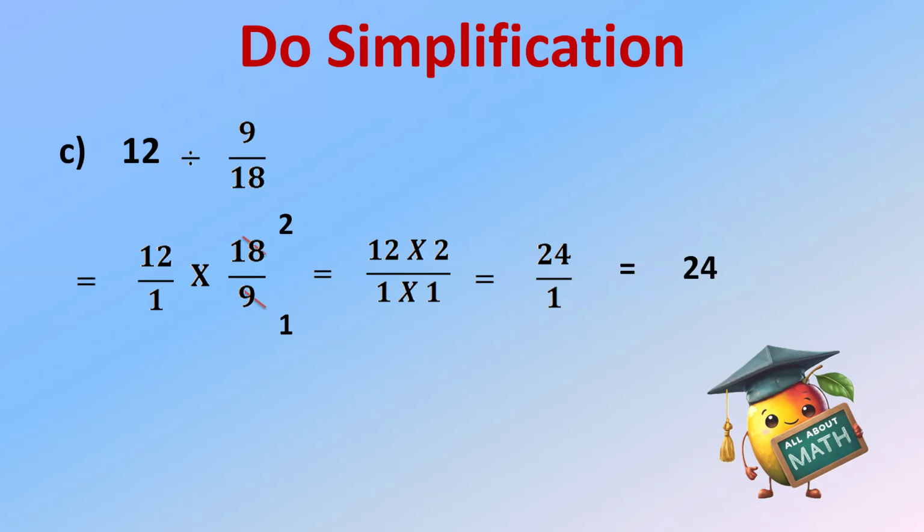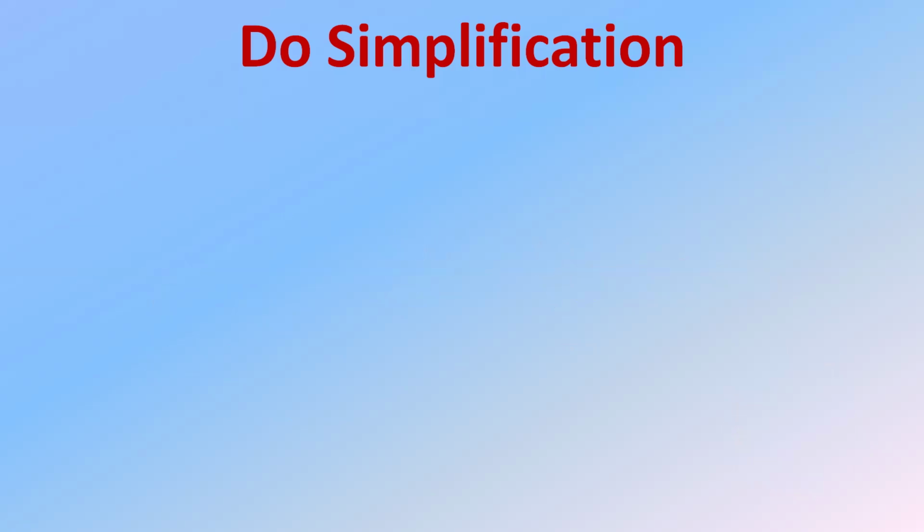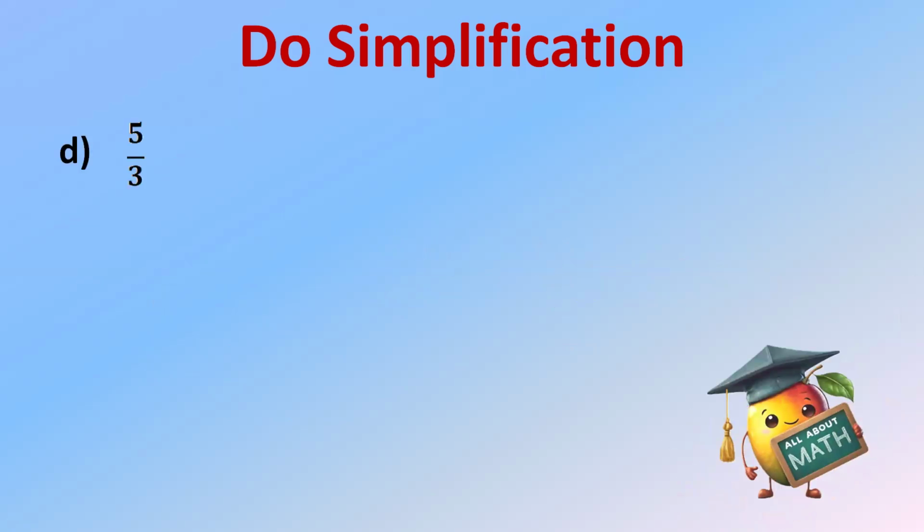So easy, very easy. Just remember, keep, change, flip. Let's do the other question. Now in this part, you will get a fraction, divide, and then a whole number. This time you have the whole number after the division sign. Now again, 40 means 40 by 1. So let's write it: 5 by 3 divided by 40 by 1. Why did I write this step again? Because I need to flip, so I need to know what is in the denominator.